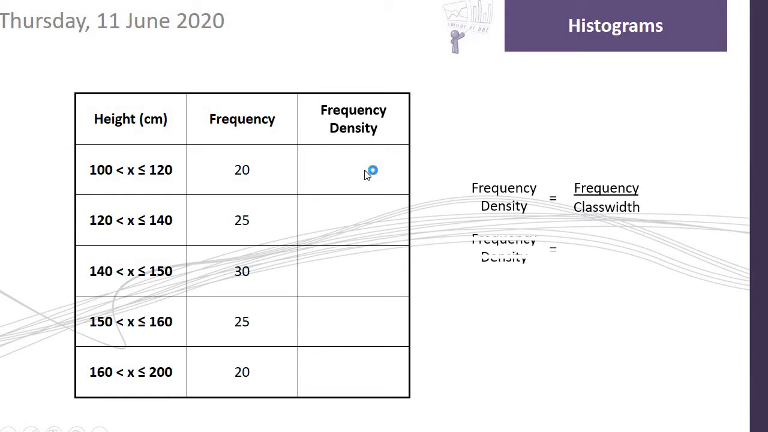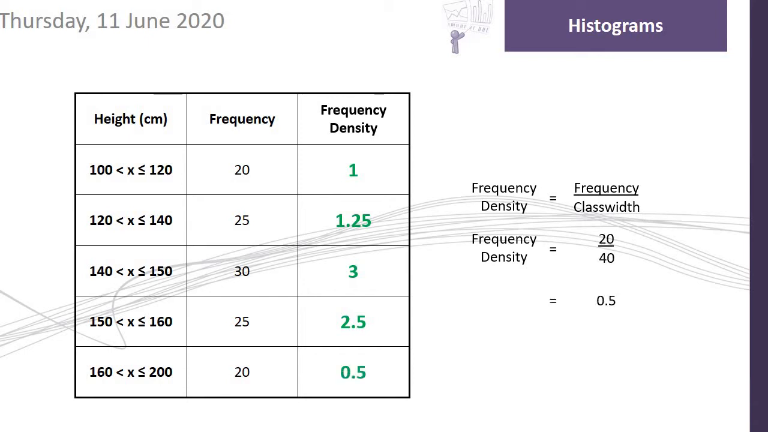So first one, 20 divided by the class width. To work out the class width, we just find the difference between the upper and lower bound. So 120 take away 100 is 20. 20 divided by 20, frequency density is 1. Second one, frequency is 25 divided by the class width, which is 20, gives us 1.25. 30 divided by the class width, which is 10. 25 divided by the class width, which in this case is also 10. And same thing for the last one.